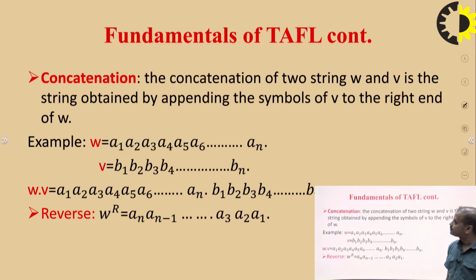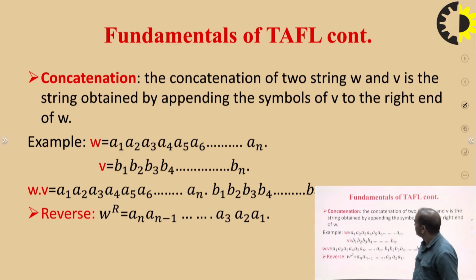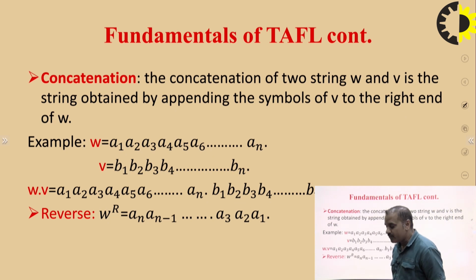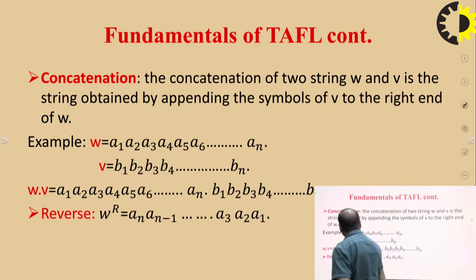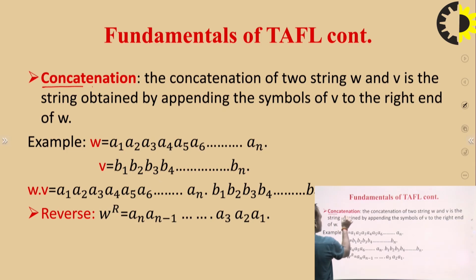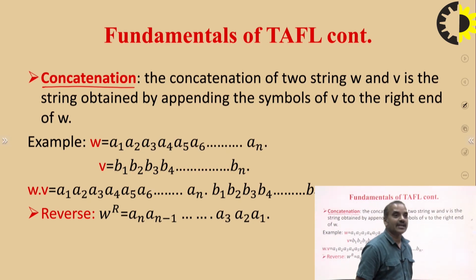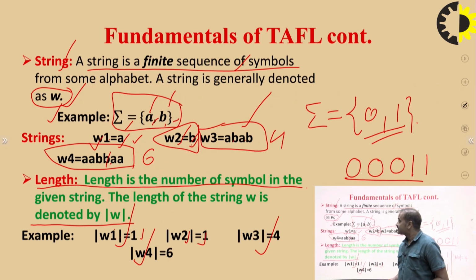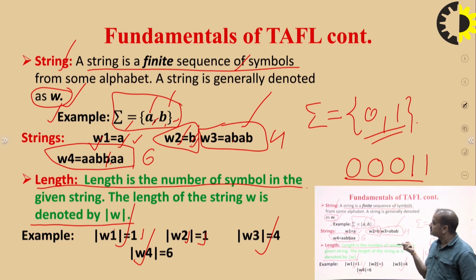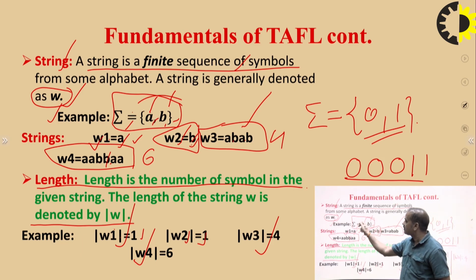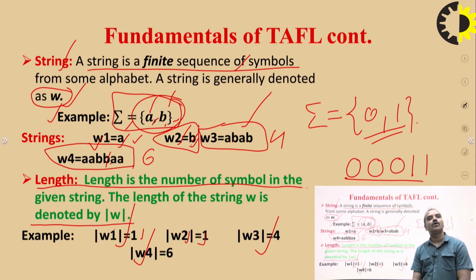Now, the next point in the sequence of fundamentals of theory of automata is concatenation. This is the most important point. What is meant by concatenation? In the previous point, we discussed the string. A string means a sequence of symbols, which belong to the input alphabet A and B, and is called a string.